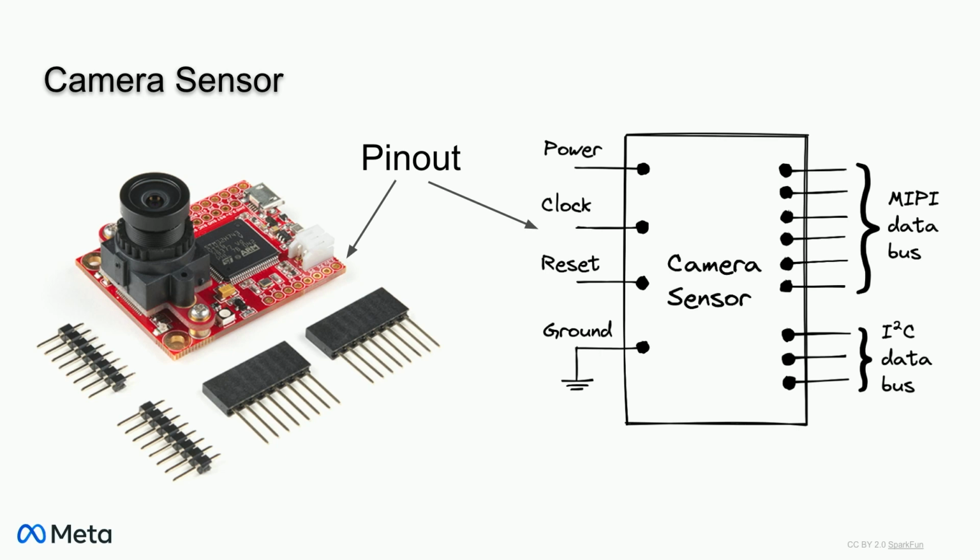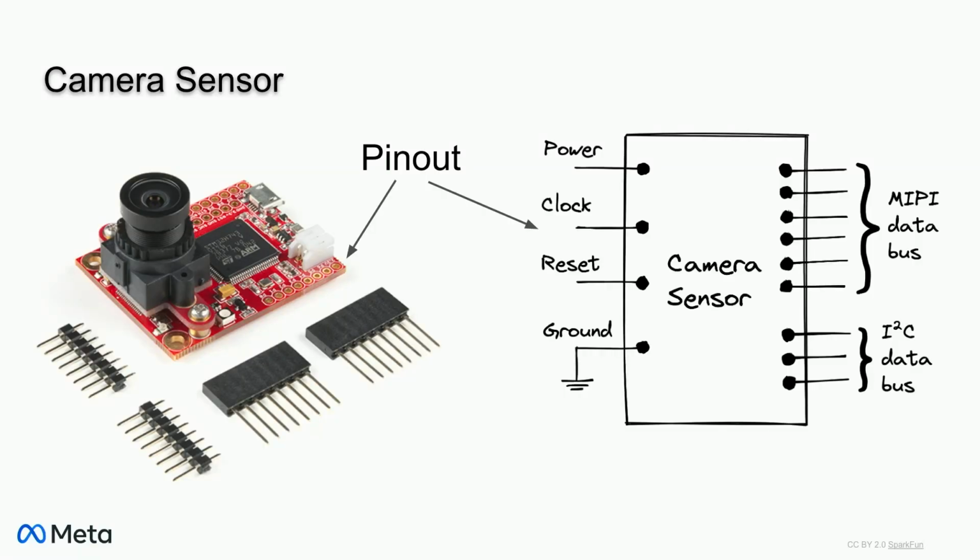Every electrical component, including sensors like cameras and microphones, has what is called a pinout. A pinout is the diagram of the electrical connections that are used to power and communicate with the sensor. Now, it doesn't matter if these pins are actually pins or if they're wires or if they're traces buried deep in a circuit board. This is simply the electrical API. Now, this is the pinout for a simple camera sensor, and as you can see, we have pins for power, clock, reset, ground, and there are sets of pins for the MIPI and I2C data buses.